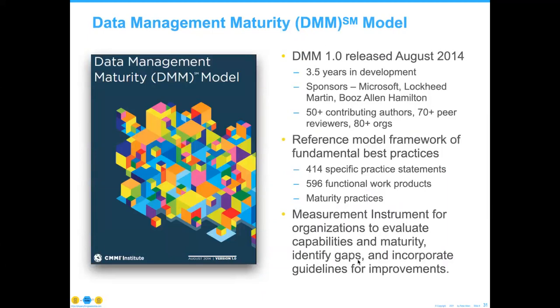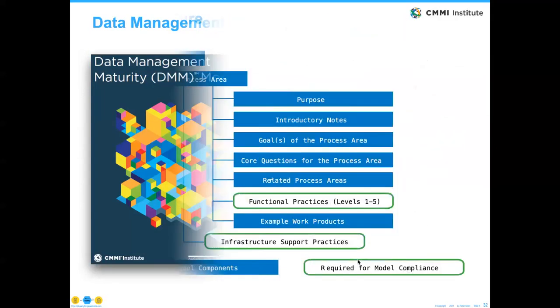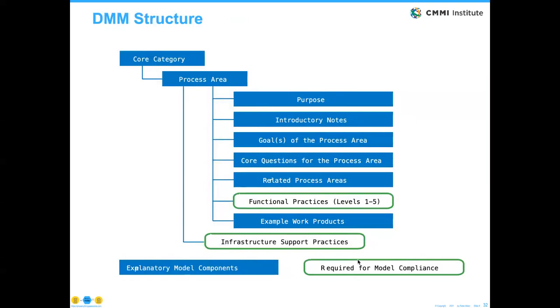She was given the absolute luxury of being able to work on this for about 3.5 years with sponsorship from Microsoft, Lockheed Martin, and Booz Allen. There were 50 contributing authors, many reviewers. It's a collection of practice statements and work products here. And this gives you the ability to evaluate how organizations are doing in this area. It is structured around 4 process areas. And each process area comes under a category, and the material in the book that you can buy, I believe, on Amazon, is organized into a purpose with introductory notes, talks about a goal.